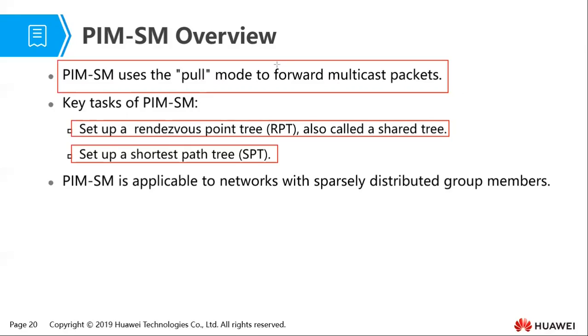Now, generally, rendezvous means a meeting point. So a rendezvous point tree is actually created between the source router and a router in the network, one of the routers in the network. While the shortest path tree is created between a rendezvous point and the last hop router. That is the router that shares that particular multicast packet to the receiver.